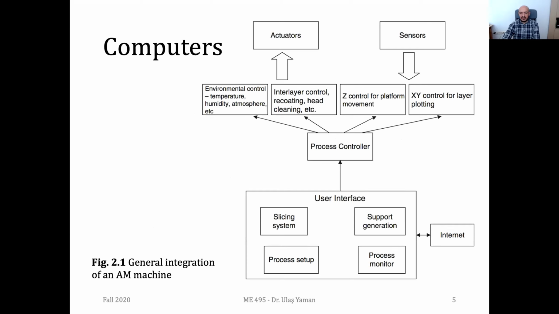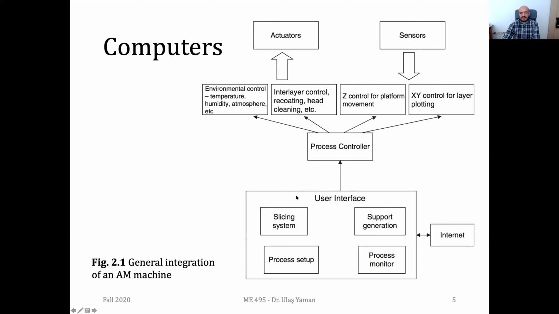This was a diagram showing the additive manufacturing machines. At the center of this diagram, we have a process controller. This is mostly a microcontroller, sometimes a real-time computer. It gathers information from the sensors. It actuates, most of the time, the motors and the heaters, and it also communicates with the user interface, which is usually on a special host PC.